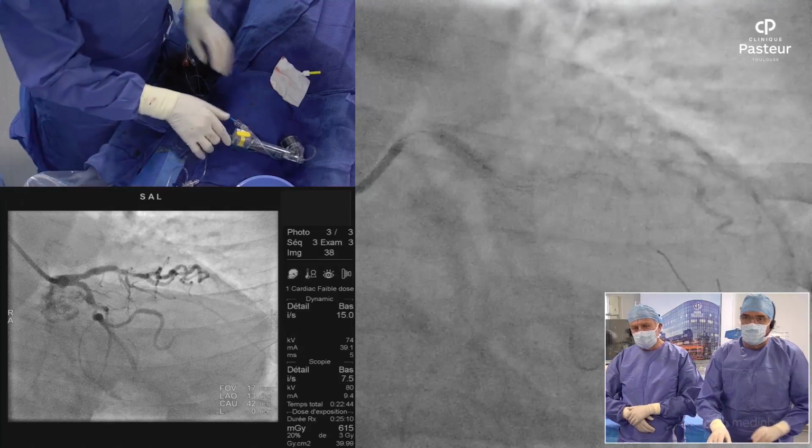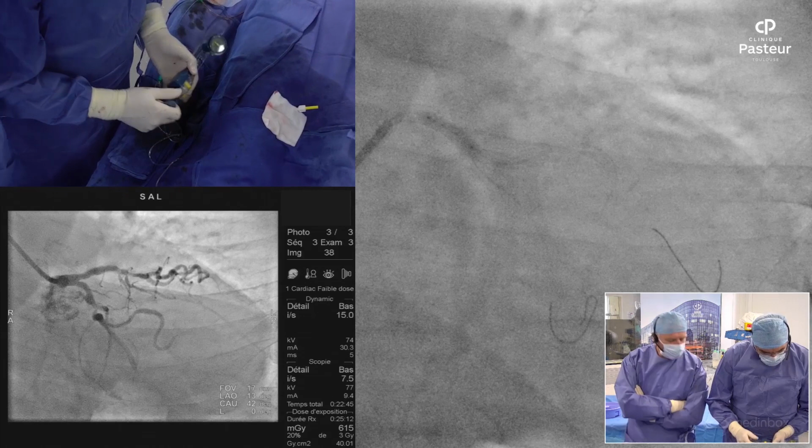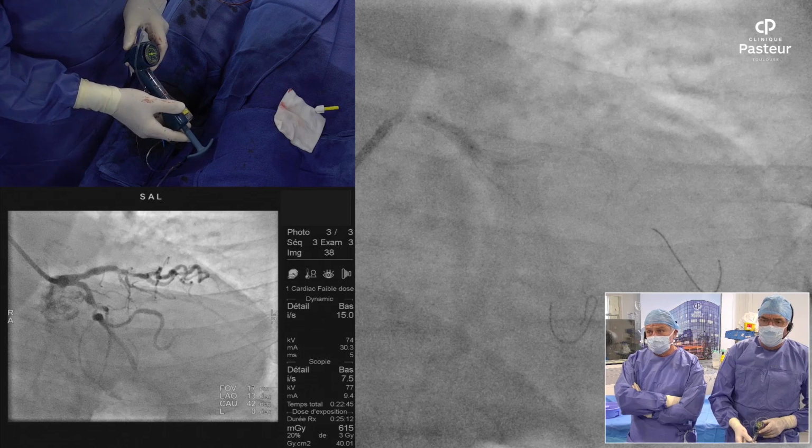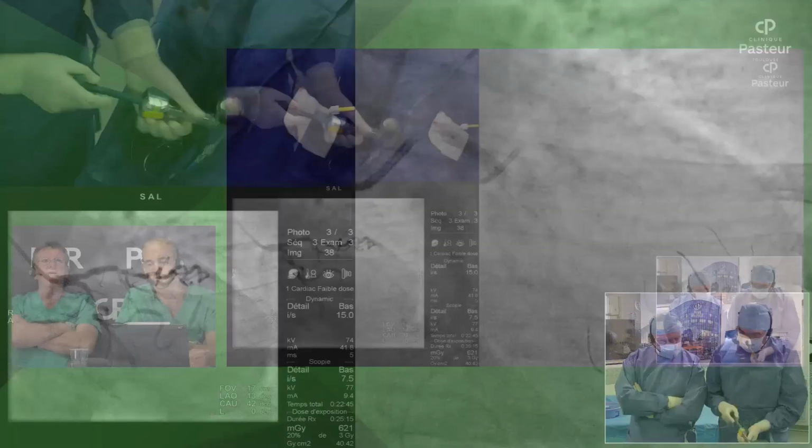Yeah. So here we have a 3.0 at 22. It's an NC balloon, so we can go up to 24 atmospheres. Okay. And so we have one question from the audience about whether you are concerned that you have involved the LAD ostium, whether your stent will project there.